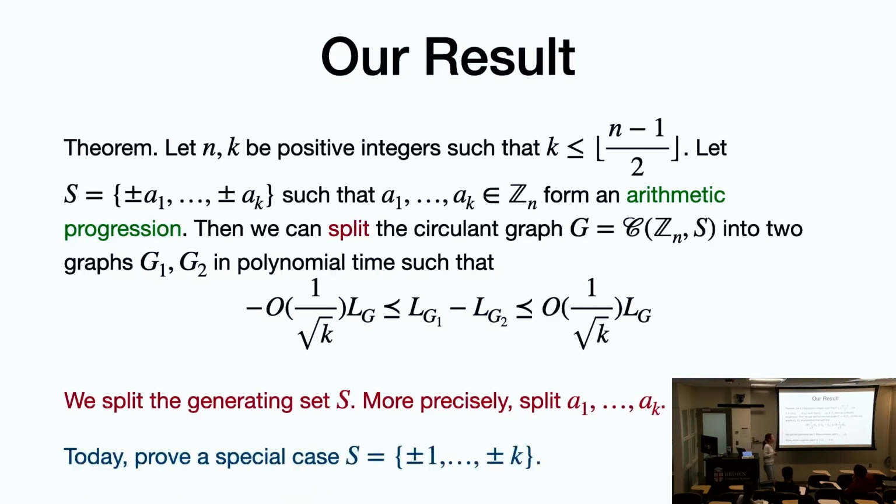Okay, how do we split this graph? Actually, we will split the generating set S. We will split it into two symmetric subsets. Then we get two circulant subgraphs. Equivalently, we will split these K numbers, A1 up to AK. And today we will look at a special case where these numbers, A1 up to AK, are 1, 2 up to K. For a general arithmetic progression, we can always reduce to this special case.